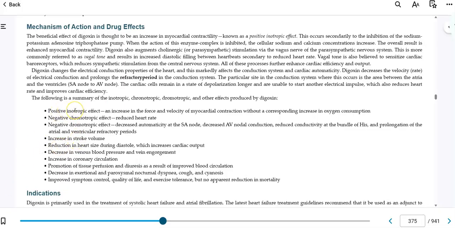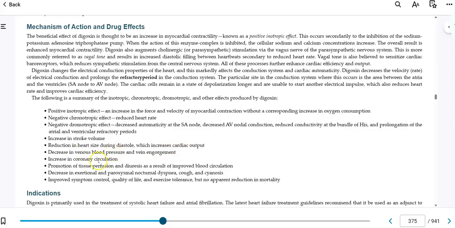Positive inotropic helps it to squeeze, contract well. Negative chronotropic, so decreasing that heart rate. Negative dromotropic, decreasing the electrical impulse conduction through the heart. Helps my stroke volume, and reduction of heart size during diastole, so that's going to increase my cardiac output.